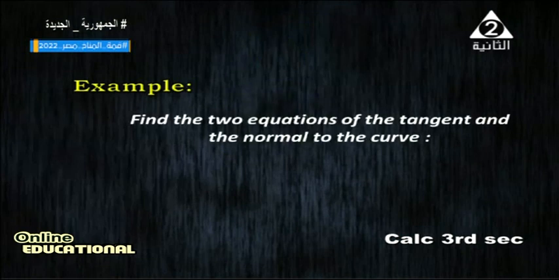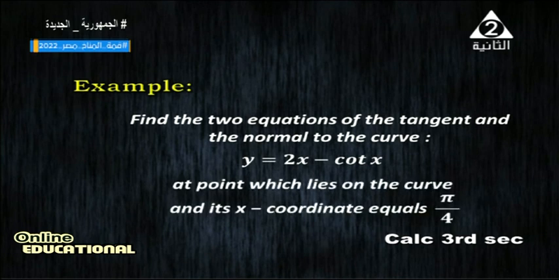Now we move to the next example. Find the equations of the tangent and the normal to the curve y equals 2x minus cot x at the point which lies on the curve and its x-coordinate equals pi over 4.